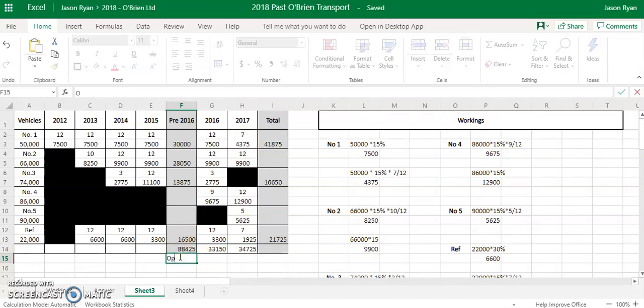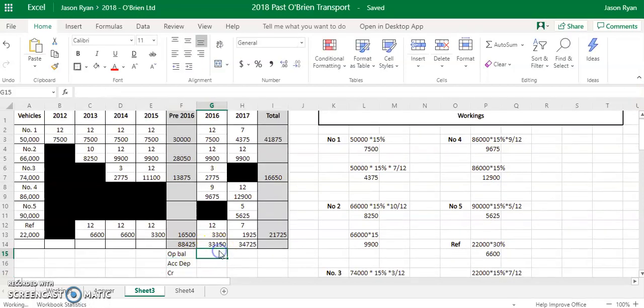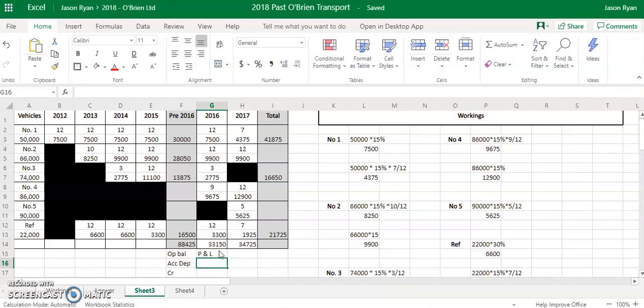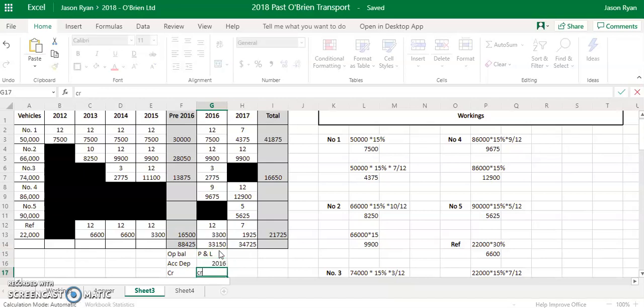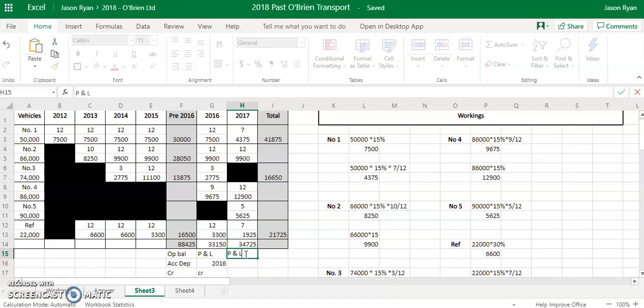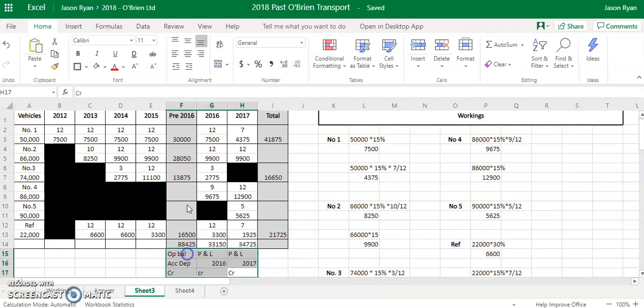So this figure here is going to be your opening balance in your accumulated depreciation account, and that's going to be credit. This here is going to be your expense in the profit and loss for 2016. It's going to be on the credit side as well, in the accumulated depreciation account. And then this here is going to be a profit and loss balance then as well for 2017, and that's also going to the credit side of the accumulated depreciation account. And that's your table filled in.